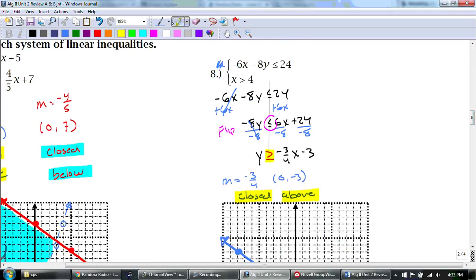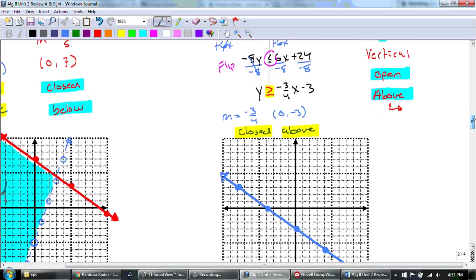Okay, so now let's look at the second inequality. We have x > 4. So when x is by itself, I know right away that this is a vertical line. So now I need to ask myself those two questions. Is it open or closed? And it's open. And then do I shade above or below? I shade above, but it's a vertical line. So how are we going to do that? Well, I can't shade above a vertical line. It's either got to be to the left or to the right.